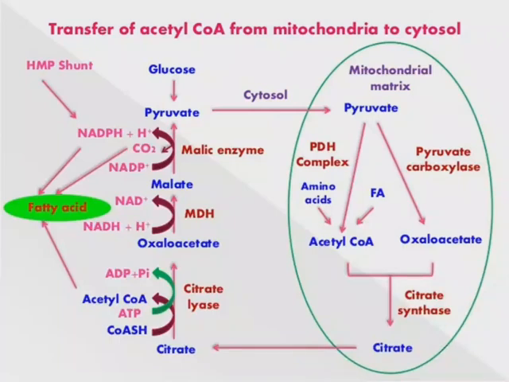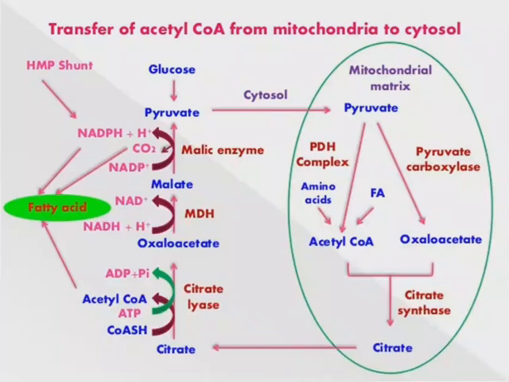Now, as for the transfer of acetyl-CoA from mitochondria to cytoplasm, acetyl-CoA cannot pass the mitochondrial membrane. So acetyl-CoA in the mitochondria, in the presence of oxaloacetate, will form citrate. So acetyl-CoA plus oxaloacetate, in the presence of citrate synthase enzyme, is converted to citrate. This citrate can pass from the mitochondria to the cytoplasm, crossing the mitochondrial membrane.